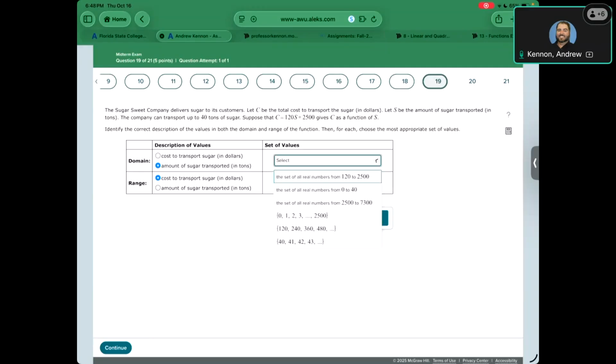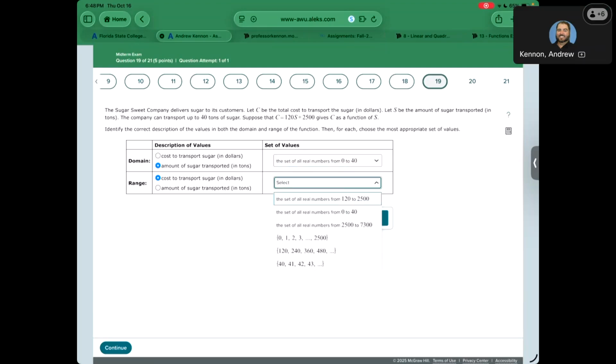The set of values, now you got to read the problem. It says they can transport up to 40 tons of sugar. So my answer is going to be any number between 0 and 40. They could transport 0 tons up to 40 because it says right there the company can transport up to 40. Now I'm going to select this answer and then I'll go back and tell you how I find it.